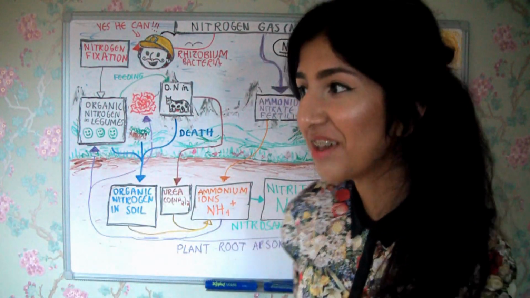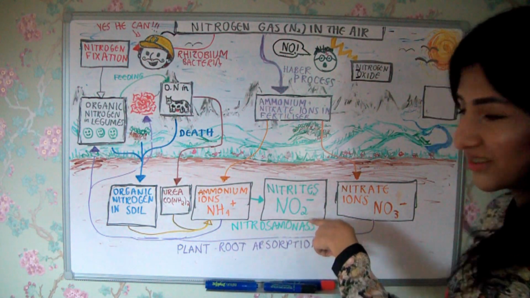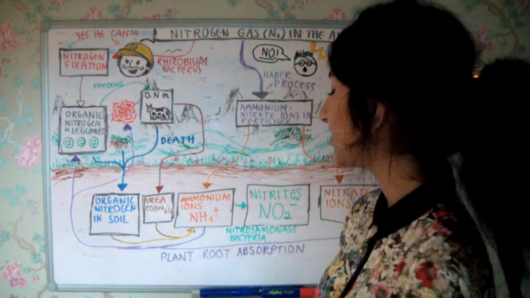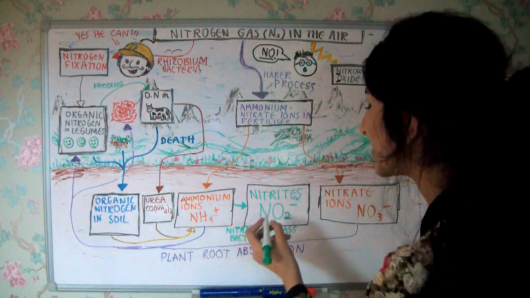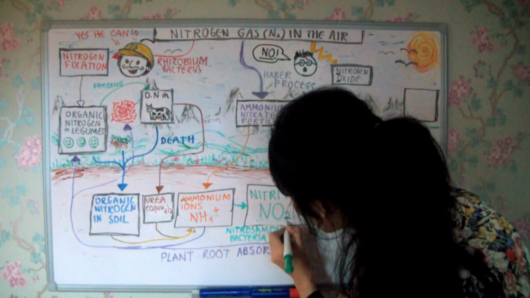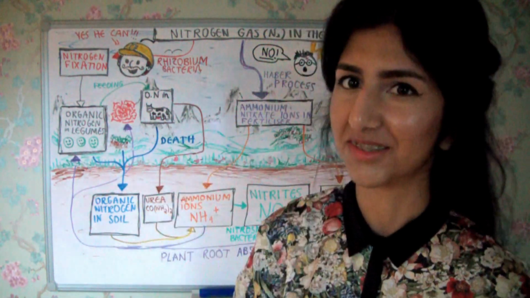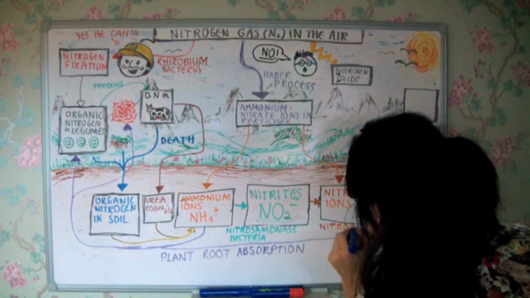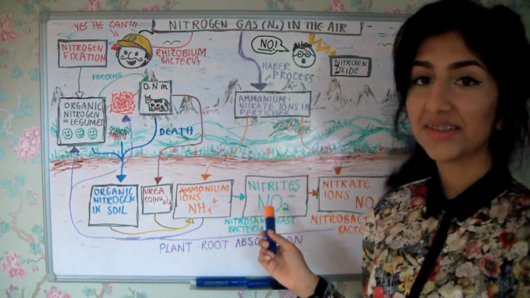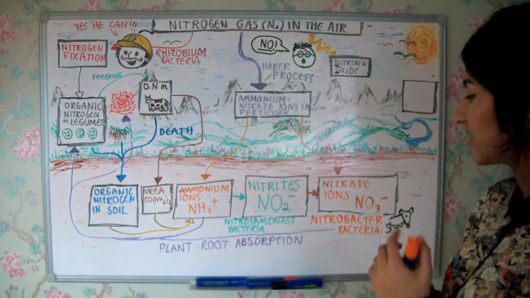They're really hard to say no to, and nitrites is no too. So for the oxidation of ammonium ions into nitrite ions, just remember how hard it is to say no to a samosa. But remember that it's not actually nitrosomosa bacteria, it's nitrosomonas. So then these nitrite ions are oxidised by nitrobacter bacteria into nitrate ions.